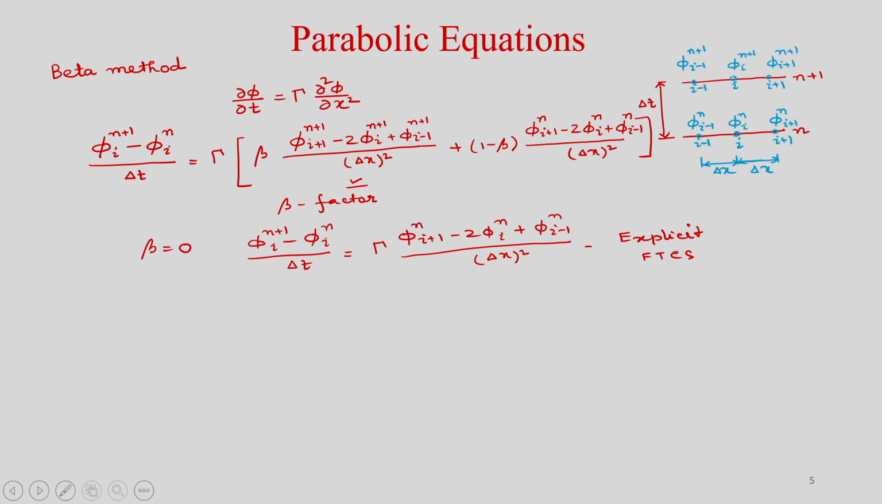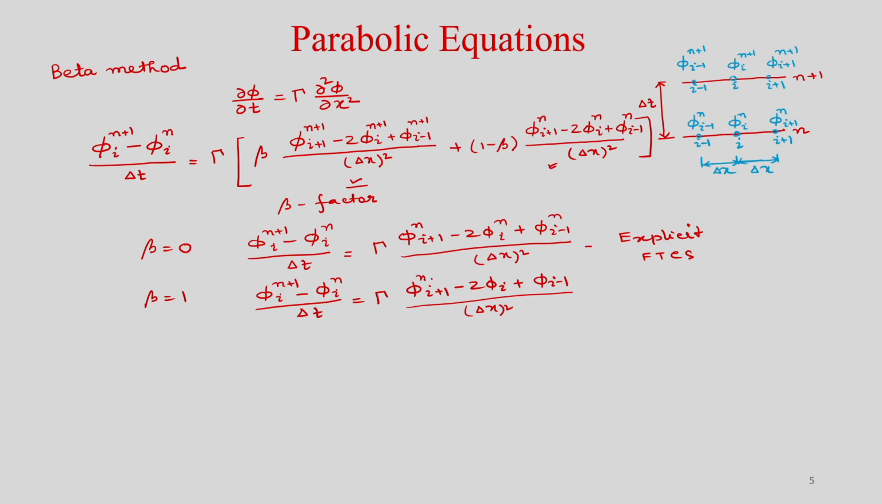Now, if you put beta is equal to 1, these are special cases we are just discussing. Then obviously you will get phi I n plus 1 minus phi I n divided by delta t is equal to gamma times phi I plus 1 minus 2 phi I plus phi I minus 1 divided by delta x square, and if beta is equal to 1, this term will become 0. So, only this term will remain, and you will get n plus 1.